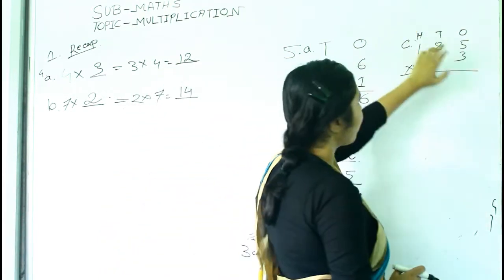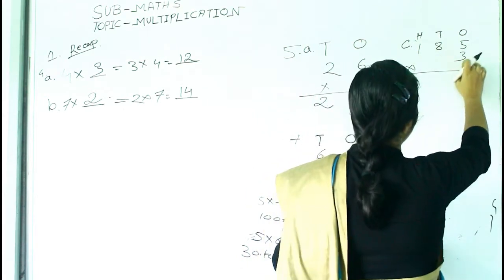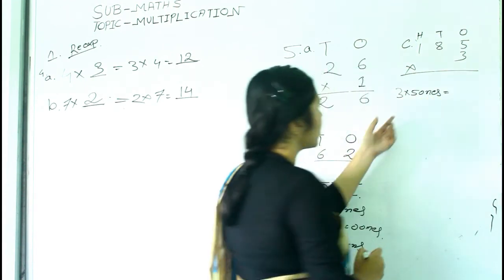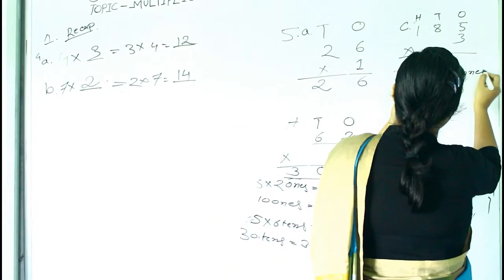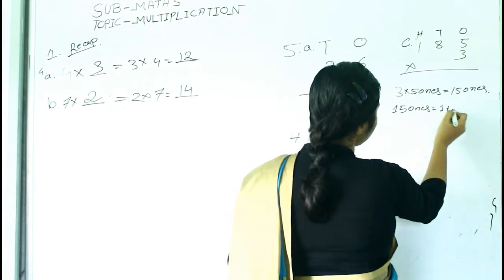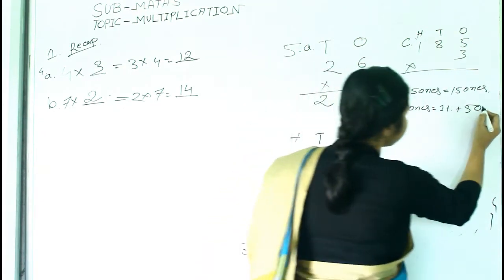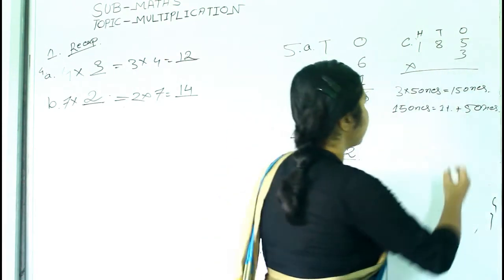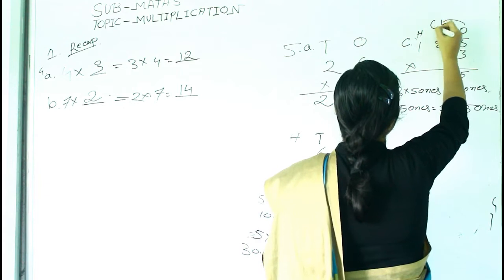Next, here we have to multiply 3 with a 3-digit number. So first multiply 3 with 5 ones, which is equal to 3 into 5, 15, right? So 15 ones. Again, we know that 15 ones is equal to 1 ten plus 5 ones, right? So write 5 in the column of ones place and carry this 1 ten to the tens place.